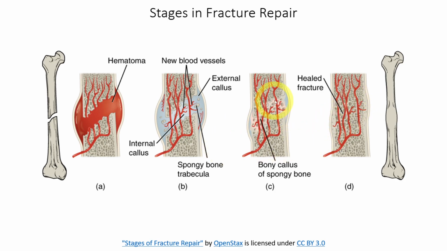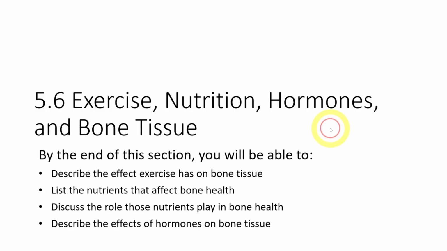I think over time the spongy bone will get dense like this, but for now it's healed and it's good enough. And the compact bone on the outside maybe is a little bit thicker as well, to make the bone tougher. But it's never going to be quite as straight and narrow as it was before.